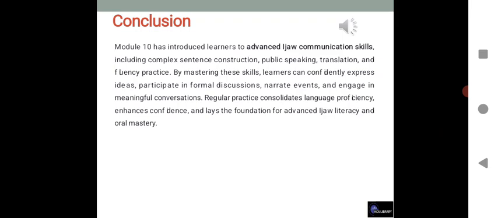It also prepares learners to participate effectively in academic, social, and cultural interactions, while strengthening their overall command of the language.